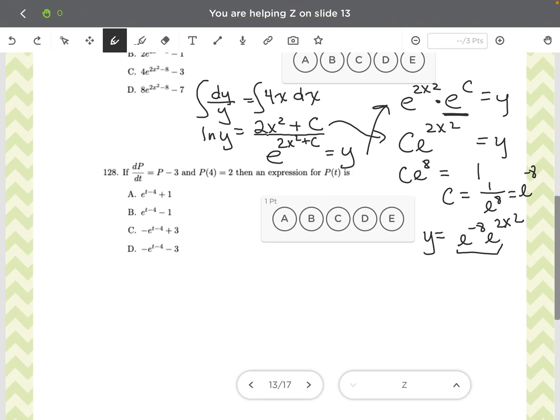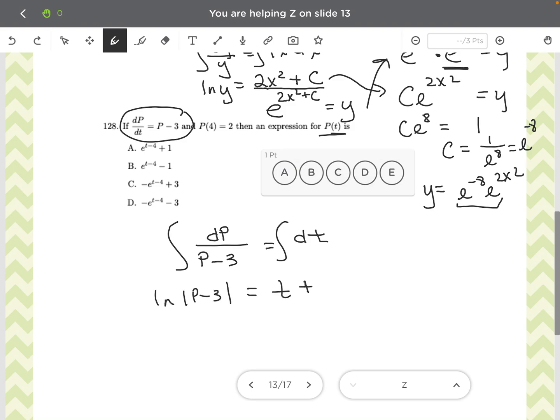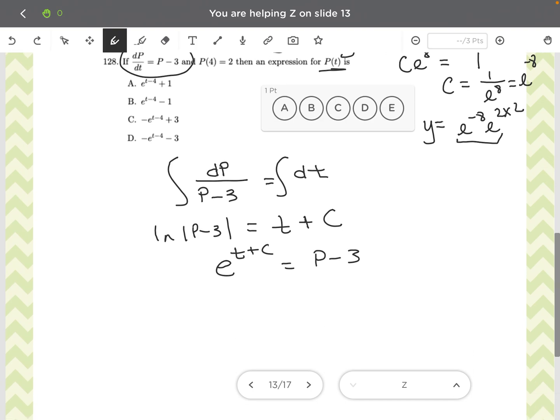Okay, and the last one, 128, is the same idea. We are going to solve this. Anytime they ask you to solve it, we have to separate our variables. So the only way you can get the p's with the dp's is to divide all of that by p minus 3, okay? And then we have dt here. Let's integrate both sides. So I have natural log of p minus 3 equals t plus c. Rewrite it as an exponent. e to the t plus c equals p minus 3. And then using the same idea that we used in the problem above, this really simplifies to this. And then I'm going to move the 3 here. So this is my solution.